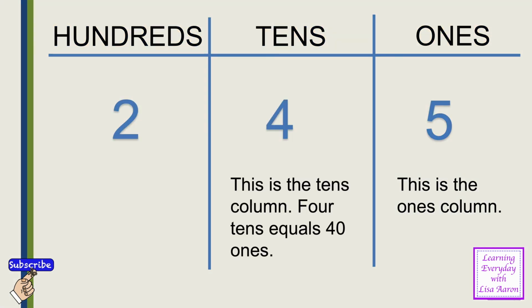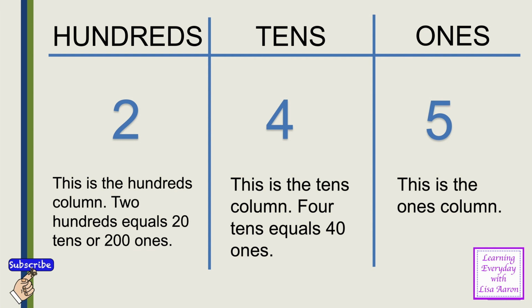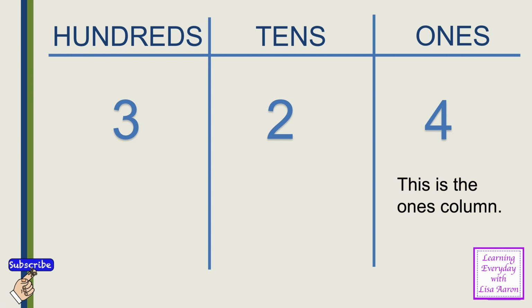This is the ones column. It has a 5. This is the tens column. 4 tens equals 40 ones. This is the hundreds column. 2 hundreds equal 20 tens or 200 ones. This number is 245.